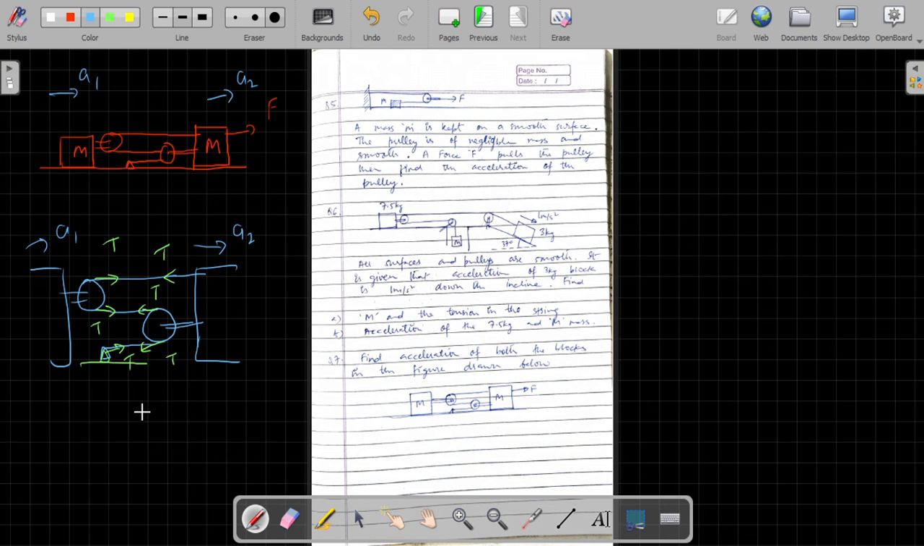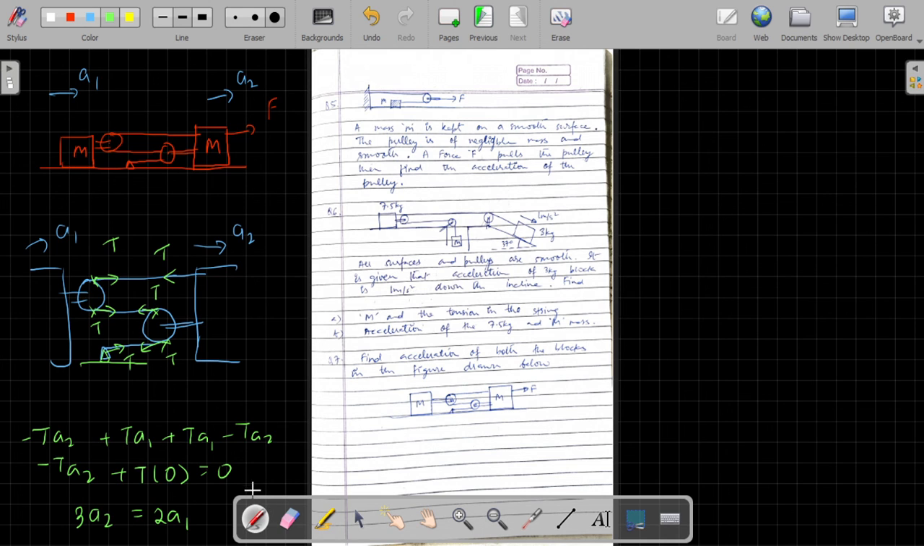Let's start writing. So it says tension T into A2 with the negative sign, T into A1 at this point, minus T into A2 at this point, and T into 0. So this would give us 3A2 equal to 2A1. So that is the relation which we are looking for.